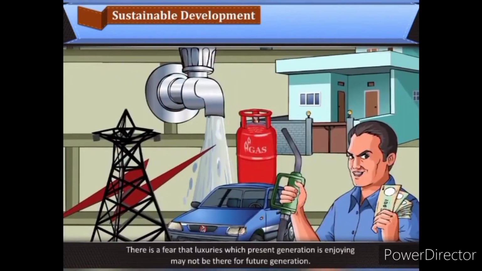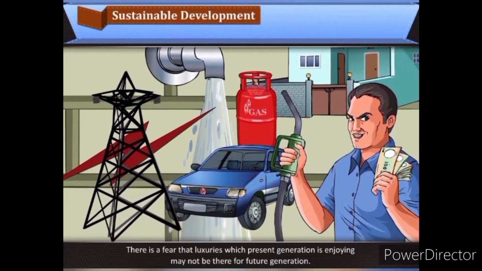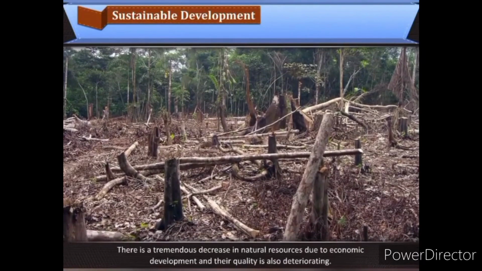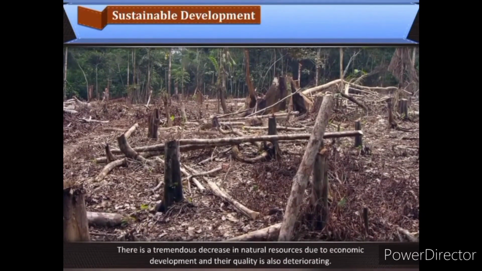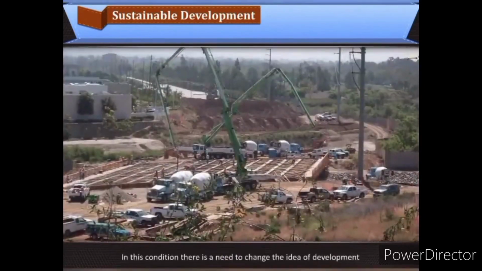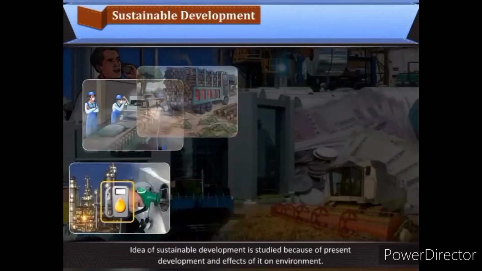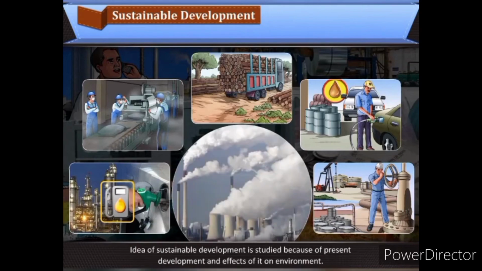There is a fear that luxuries which the present generation is enjoying may not be there for future generations. There is a tremendous decrease in natural resources due to economic development, and their quality is also deteriorating. In this condition, there is a need to change the idea of development. The idea of sustainable development is studied because of present development and its effects on environment.